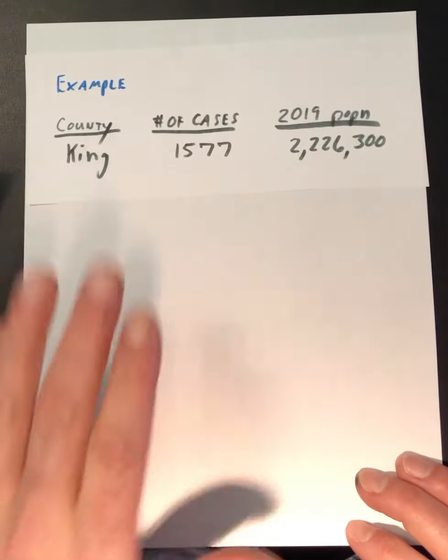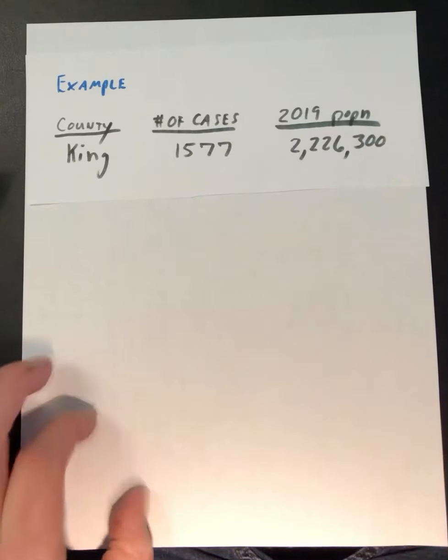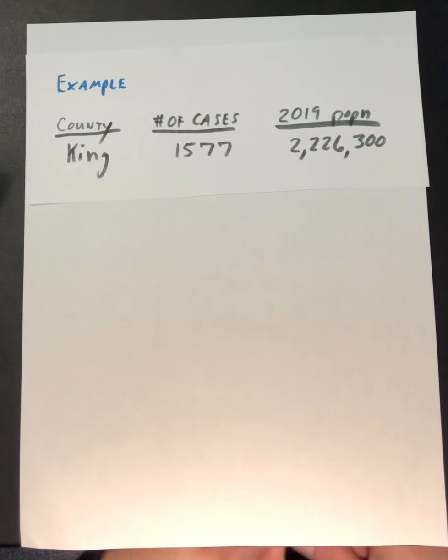The example is I'm going to use the first county, which is called King County. In King County, by March 26th, they had 1,577 cases. And at the time, their population is 2,226,300 people. Mind you, this math is going to get pretty big, so just to give you a heads up, that's what it's going to look like. Let's do this setup. Again, let's use that formula.